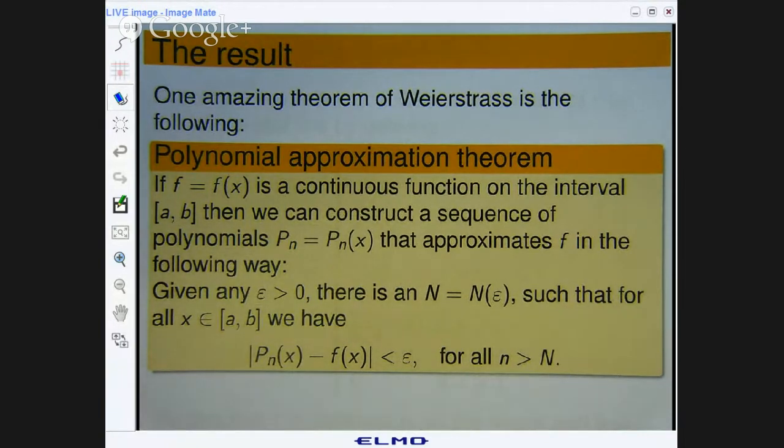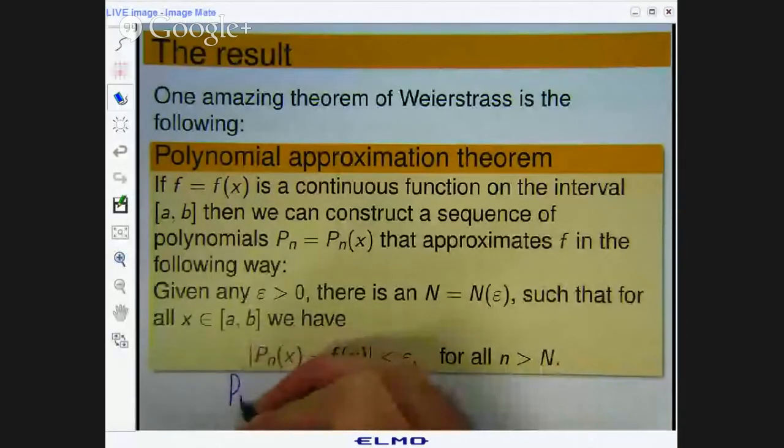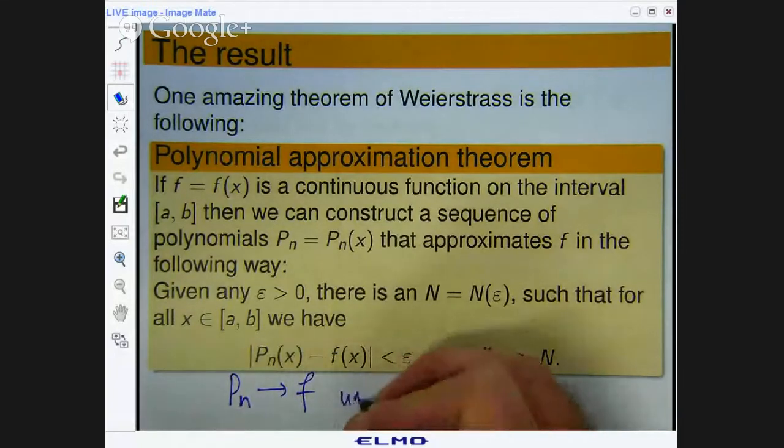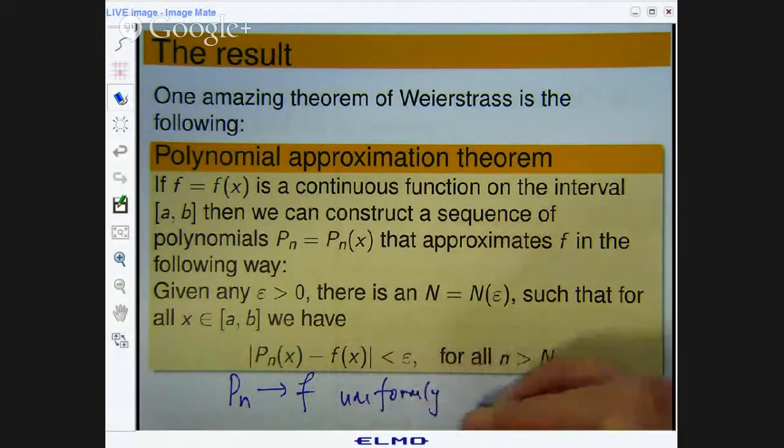Now, that sounds like a real mouthful. But what does it say? Basically, it says the following. It says that if you've got a continuous function on a closed and bounded interval, you can approximate it with polynomials to any accuracy you like. That's an amazing result. Okay, so in the language of analysis, what this means is basically the sequence of polynomials converges uniformly to f on the interval AB.